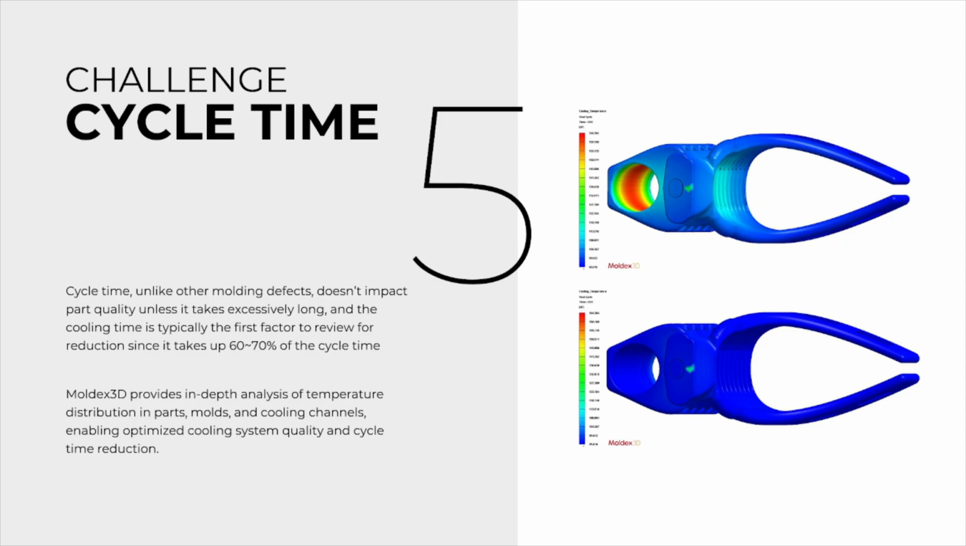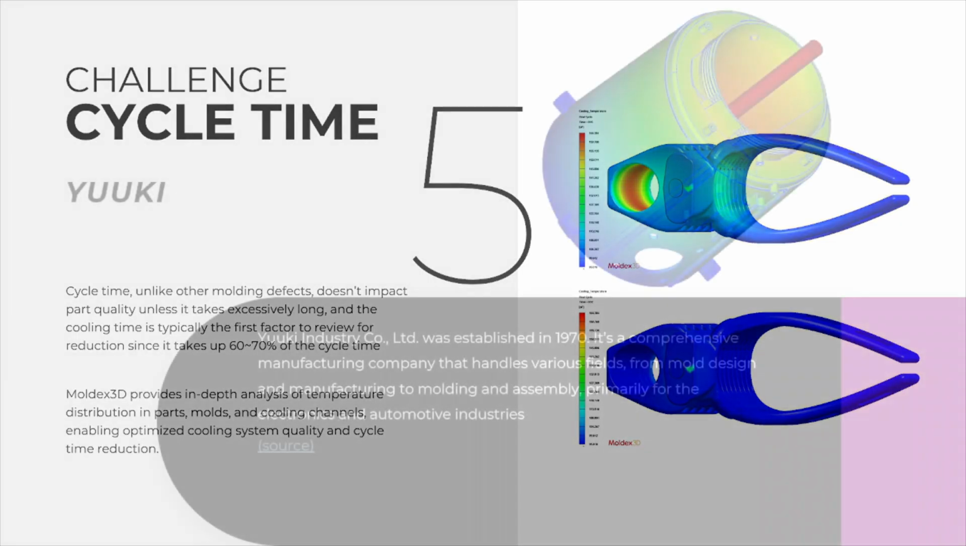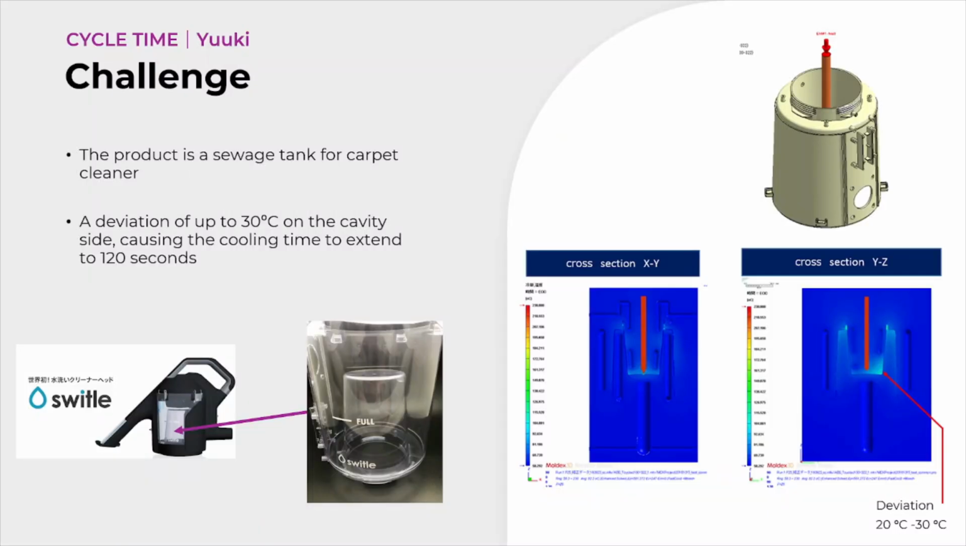Cycle time is a challenge that every molding company comes into contact with. We always want to make our cycle as productive and efficient as possible, but how does that impact the part quality? It's an important trade-off that we always have to consider. Our first case study from Yuki is on a sewage tank for a carpet cleaner.